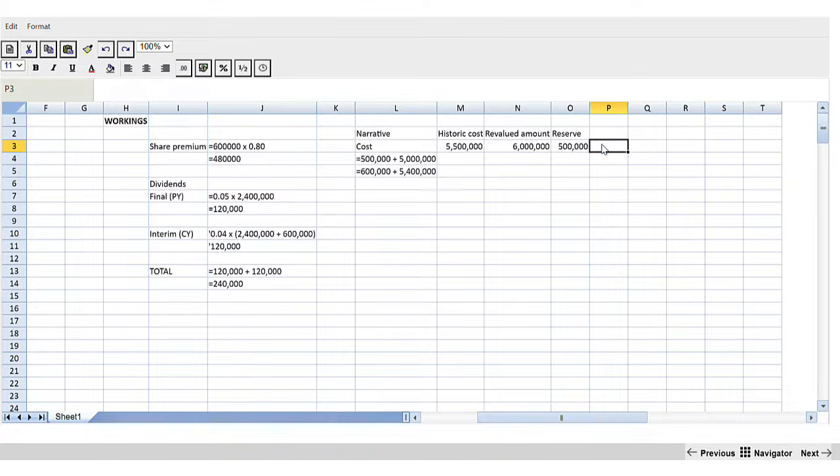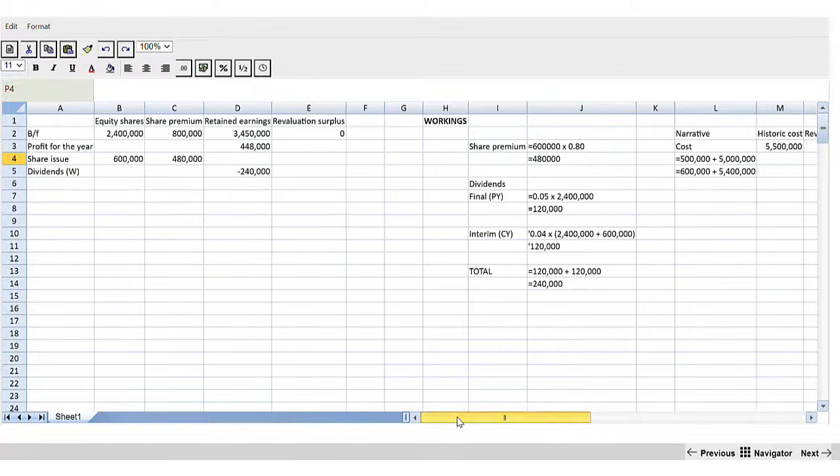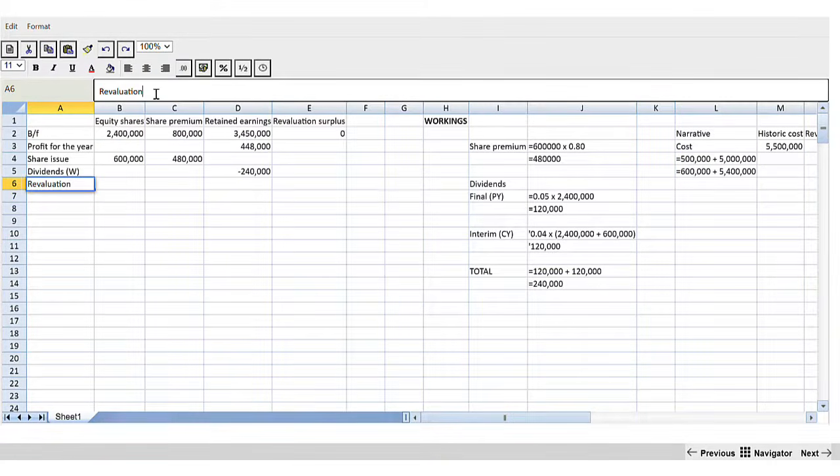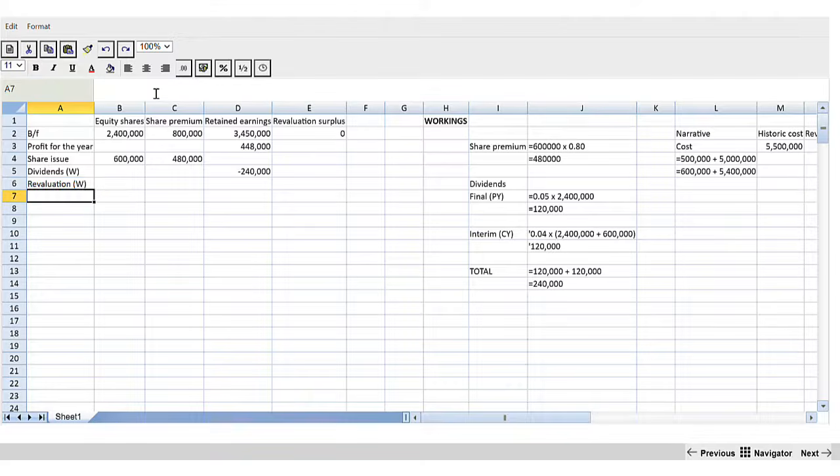Effectively, that reserve is the gain, isn't it? So the gain on revaluation. So what I can do there, I can put in my revaluation. I can reference that to a working, and that is it, 500,000. Okay.